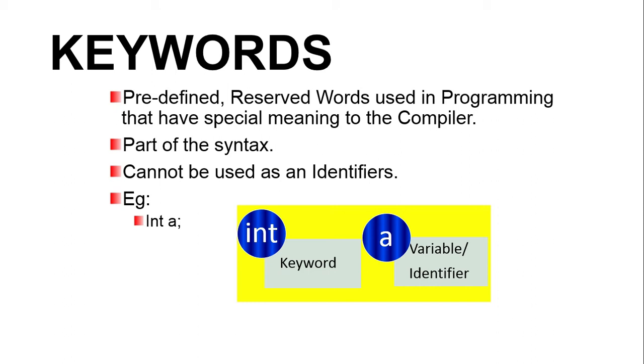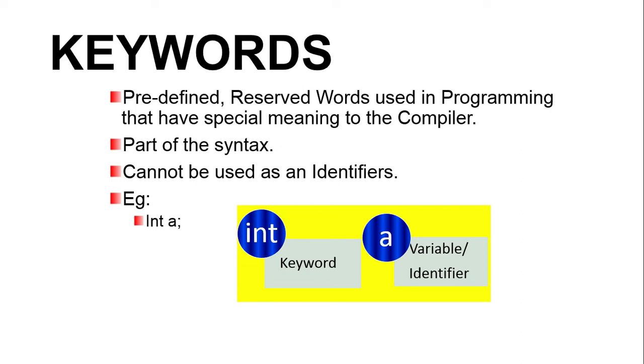So I am writing int a. Int is a data type, there are different types of data, and a is a variable name. So with int a, the variable's data type is integer. That is, int is a keyword. It gives some information about the particular variable or identifier. That's why we use keywords, and there are 32 basic keywords used in C programming.